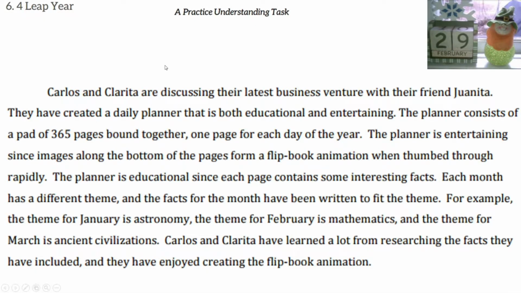Okay, so this is the last section we're going to do in Module 6, 6.4, Leap Year, and this is a practice understanding task.